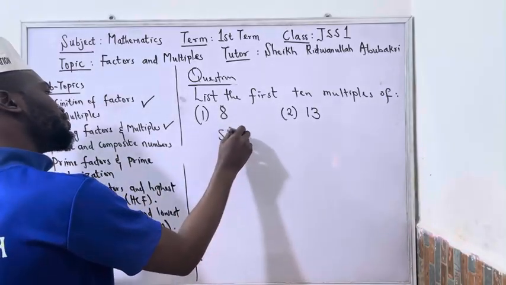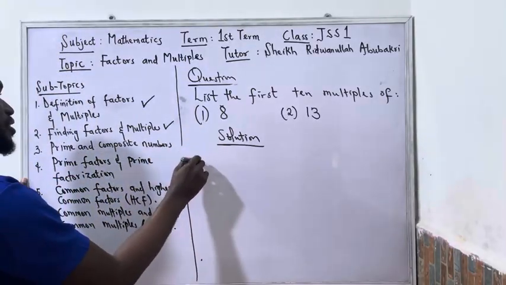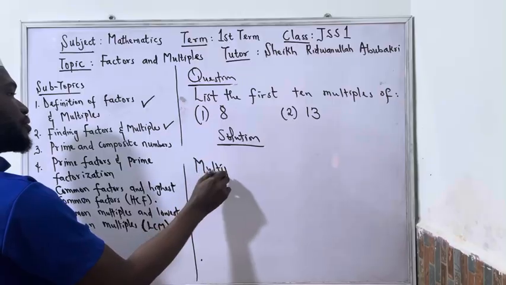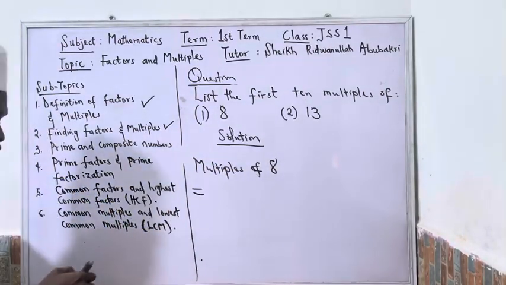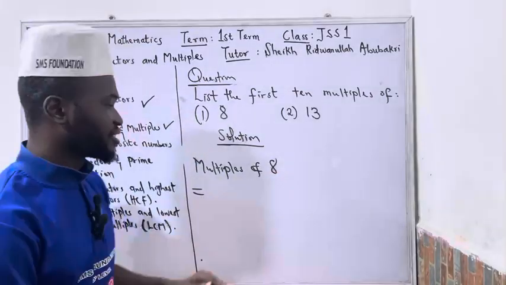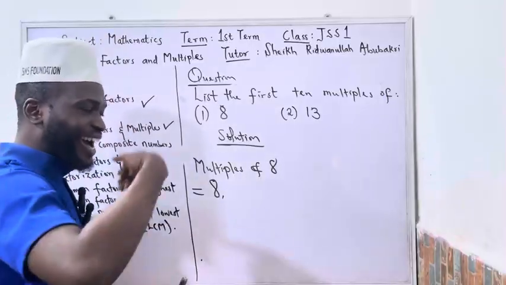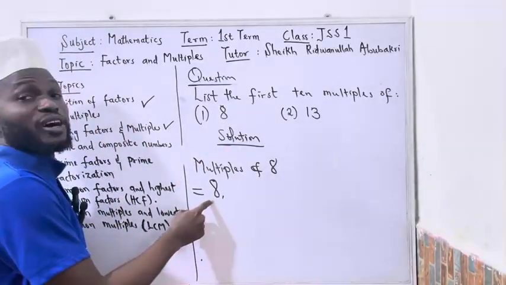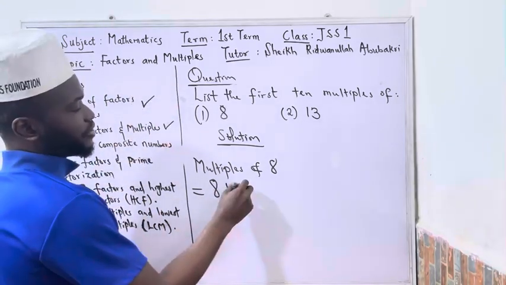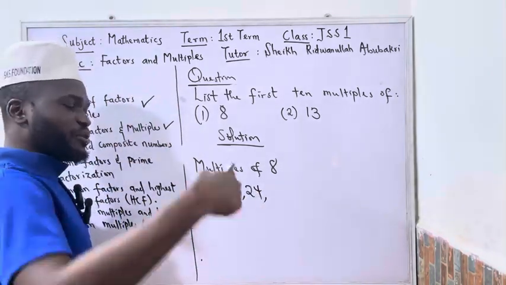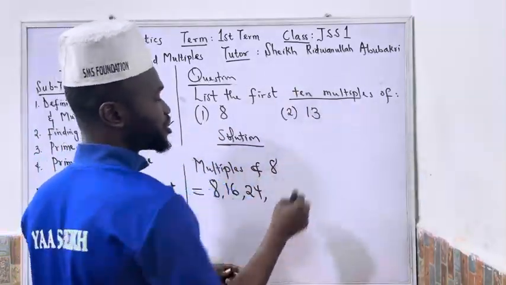Solution. So see the method that we are going to use. Multiples of 8. Write this out. So that will be equal to, so you must start from 8 itself. All right, 8. So to know the next multiple, I'm going to add 8 to the one that we have on ground. 8 plus 8, that will give me 16. Add another 8, that will give me 24. So you keep adding 8 till you get to the 10th one, because it said 10 multiples.